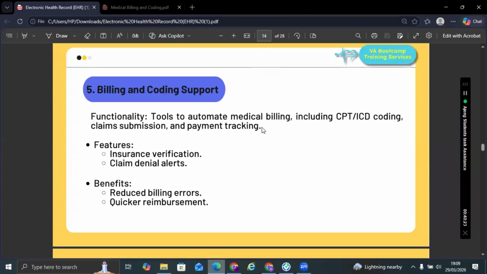Okay, billing and coding support. The functionality is a tool to automate medical billing, including CPT or ICD coding, claim submission, and payment tracking. The features are insurance verification and claim denial alert. And the benefits are reduced billing error and quicker reimbursement.